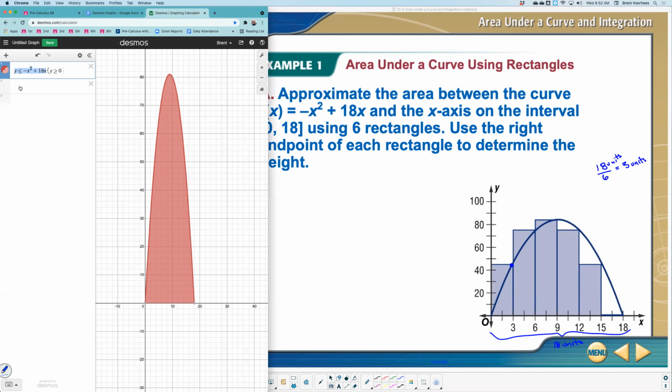So now I'm going to come over here and copy what we had originally. I'm not going to graph it though, and I'm going to change it back to f of x, and I'm going to use the table to help me out here. So I'm going to go to table, and I want to make this count by 3.